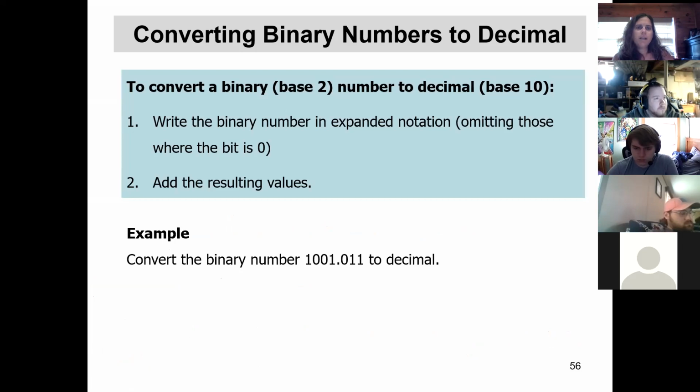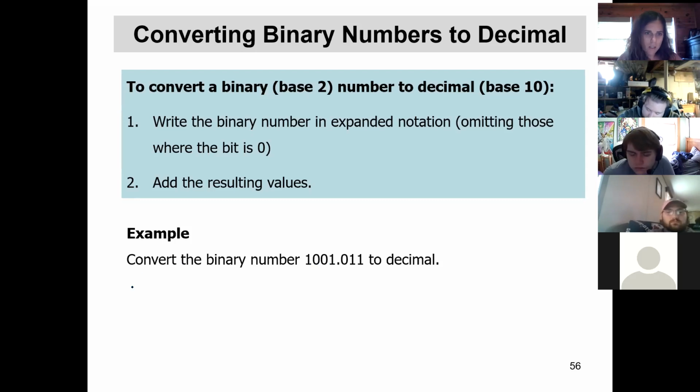To convert a binary number, which is base 2, to decimal, which is base 10, we're going to write the binary number in expanded notation, omitting those where the bit is 0. It probably would have helped me to omit the bits that were 0, so I wouldn't have made that mistake where I did 0 times 4 and got 4. I'd be more likely to not do it if I leave them off, because it's more intuitive. Then we're going to add the resulting values like we did in that last example.